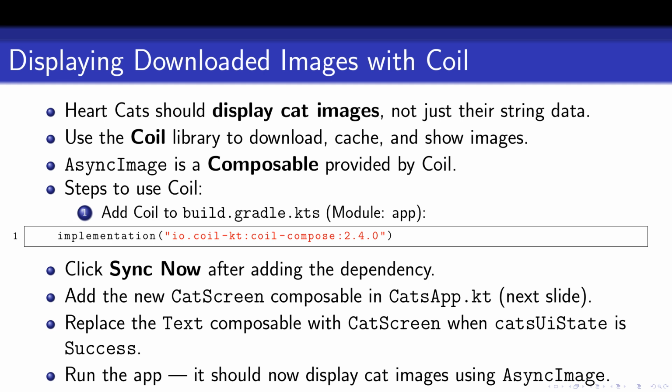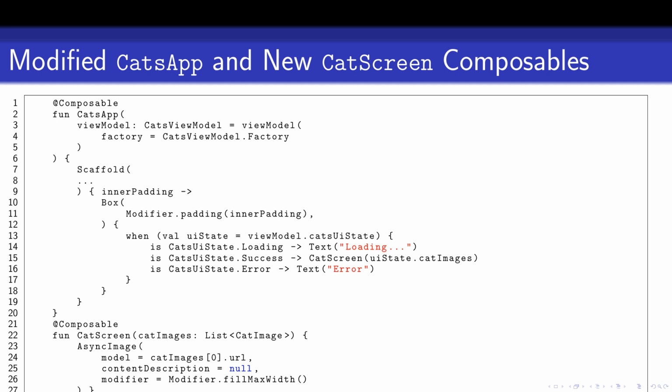Now it's time to display actual images instead of just text. To do this, we use Coil, a modern image loading library for Android. First, add the Coil Compose dependency to your Gradle file and sync the project. Then, create a composable that uses Coil's AsyncImage to download and display a cat image from a URL. In the updated CatsApp composable, we switch the UI based on the current state. If the state is loading, we display a message. If it's success, we show a single image using the new CatScreen composable. If it's error, we display an error message. This approach makes the UI reactive and state-driven.